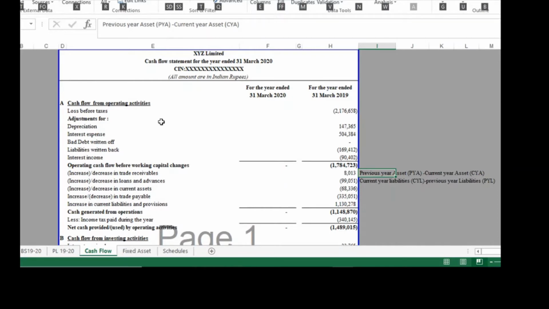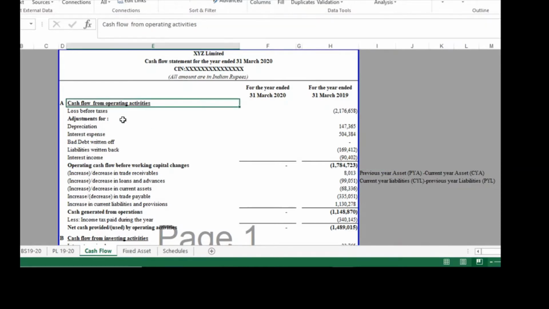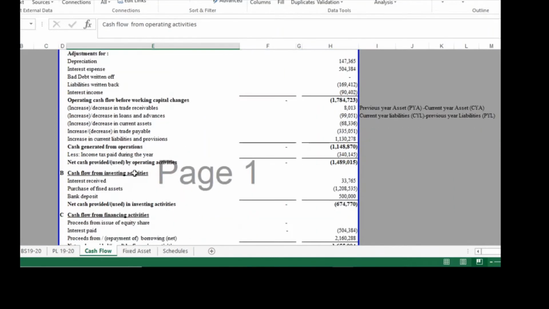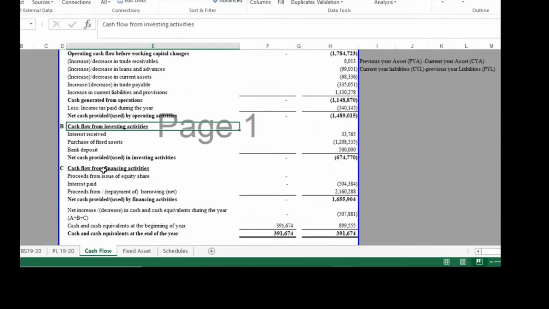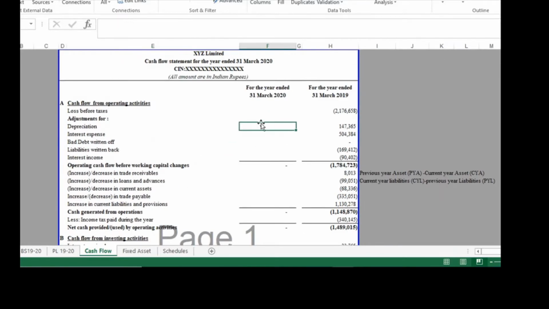Before we start preparing cash flow statements, let's understand some basics. Cash flow statement contains three parts. Number 1, cash flow from operating activity. Number 2, cash flow from investing activity. And number 3, cash flow from financing activity. Further, negative figure in cash flow statement denotes cash outflow and positive figure denotes inflow of cash.